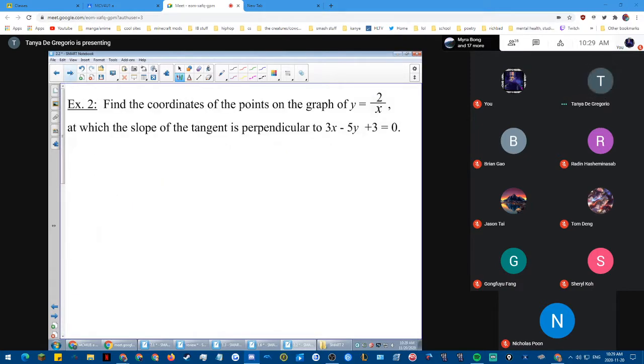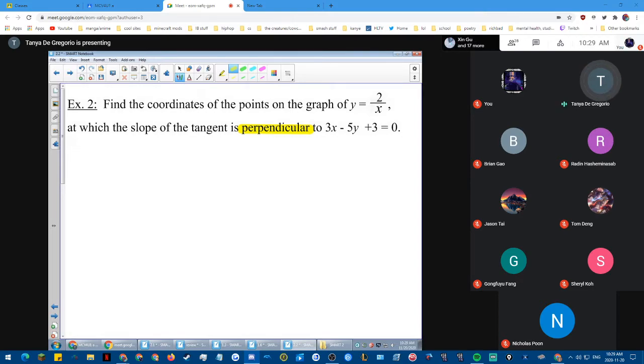Example 2. Find the coordinates of the point on the graph of y equals 2 over x at which the slope of the tangent is perpendicular to 3x minus 5y plus 3 equals 0. What do I do? So, yes, I'm going to highlight that word. That's an important word, right? Perpendicular. So let's look at that first.